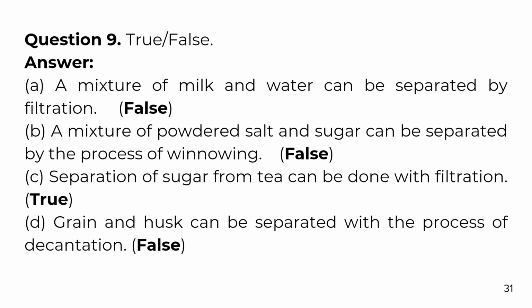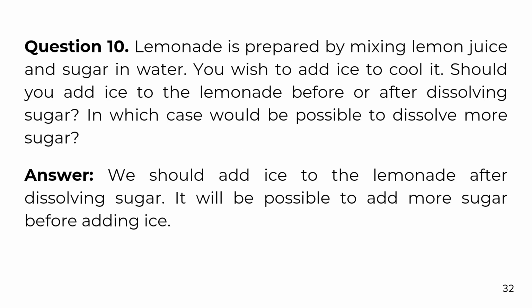Question 9. True or false. Answer. A. A mixture of milk and water can be separated by filtration. False. B. A mixture of powdered salt and sugar can be separated by the process of winnowing. False. C. Separation of sugar from tea can be done with filtration. True. D. Grain and husk can be separated with the process of decantation. False.